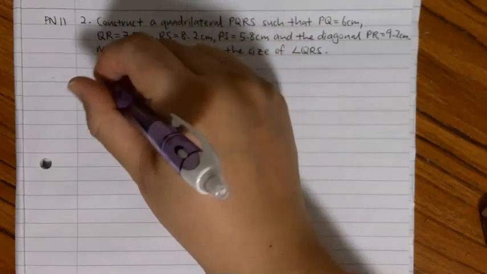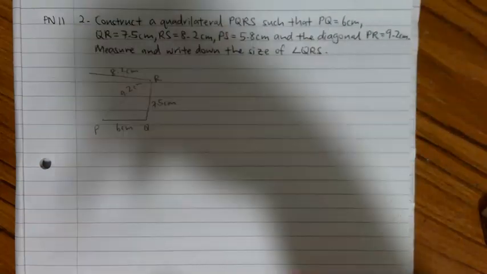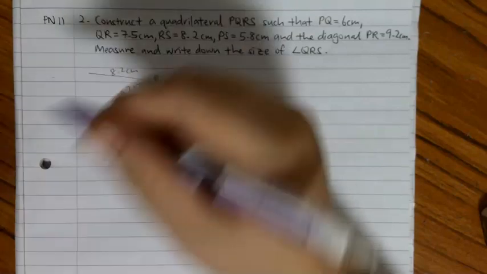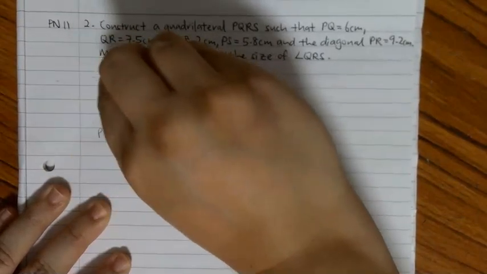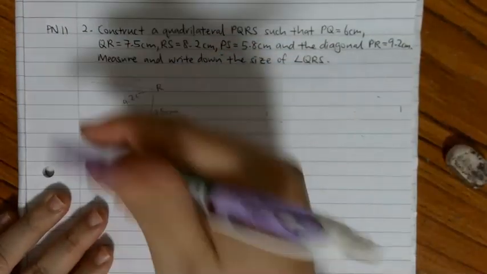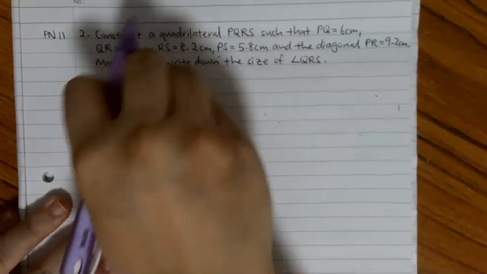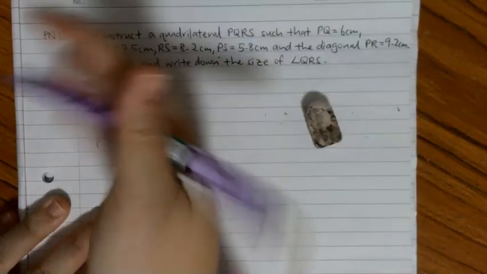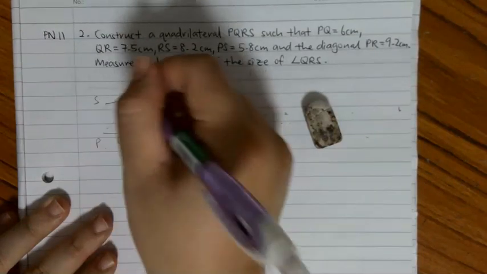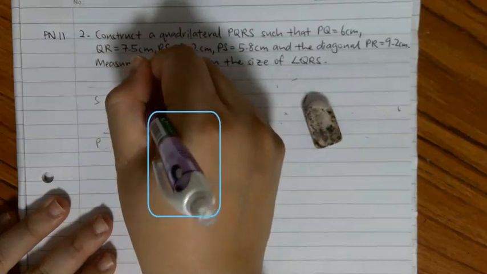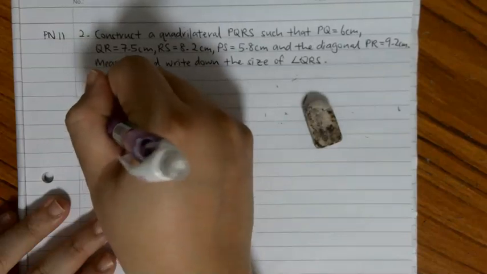So this one, I don't know how long it will be. Maybe here. But this looks a bit wrong. It's longer than PR. It's okay, we'll write it in. PS is 5.80. So likely the angle here should be an acute angle, because PS is shorter. So maybe something like this. Maybe it's around here. So RS 8.2, diagonal 9.2, PS is 5.8 cm.